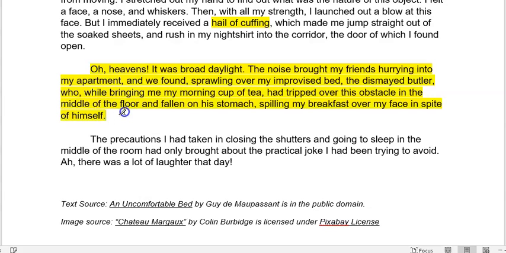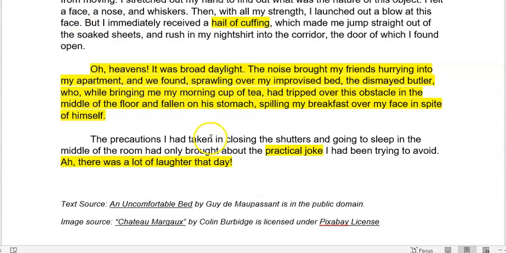So all of this is adding to the comedy, right? "The precautions I had taken in closing the shutters and going to sleep in the middle of the room had only brought about the practical joke I had been trying to avoid. There was a lot of laughter that day."